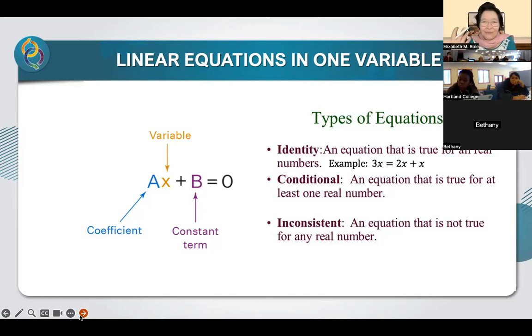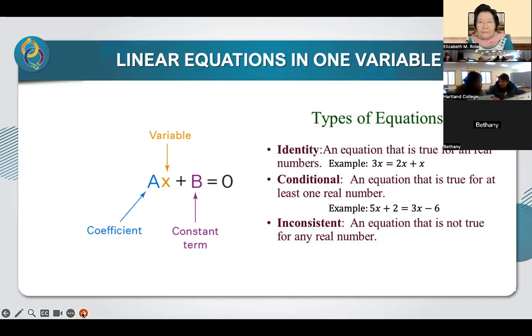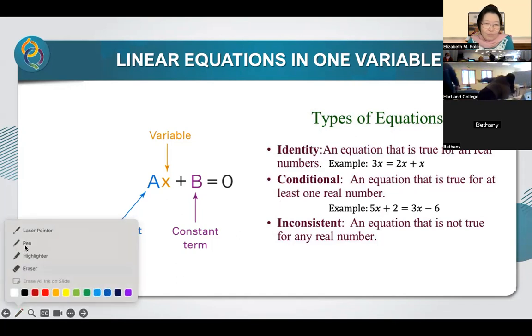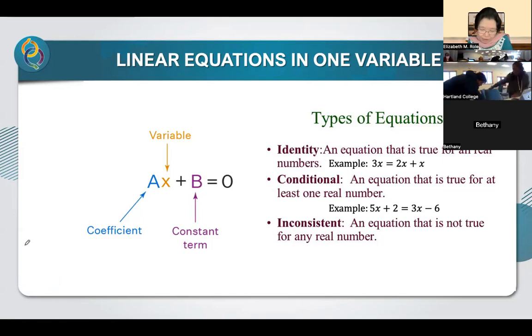Another type of equation is conditional. That is an equation that is true for at least one real number. So if you have the example 5x plus 2 is equal to 3x minus 6, what do you think is a solution to that problem? Give me a solution to 5x plus 2 is equal to 3x minus 6.